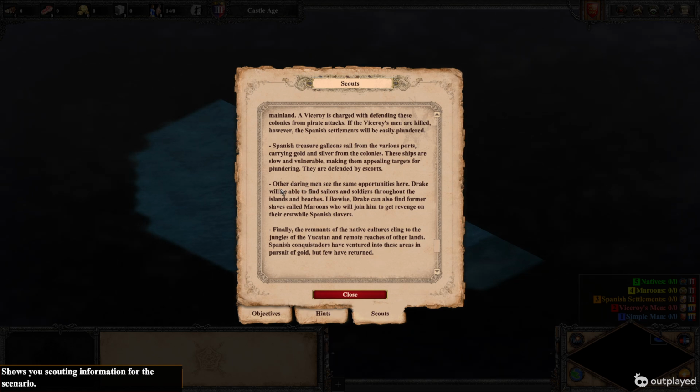Here it states other daring men see the same opportunities here. Drake will be able to find sailors and soldiers throughout the islands and beaches. Likewise, Drake can find former slaves, here they're called Maroons, who will join him to get revenge on the Spanish slavers. So, with that being the case, Sir Francis Drake is going around finding former slaves who basically have a vendetta against the Spanish, and they're going to use them to assist in this mission.